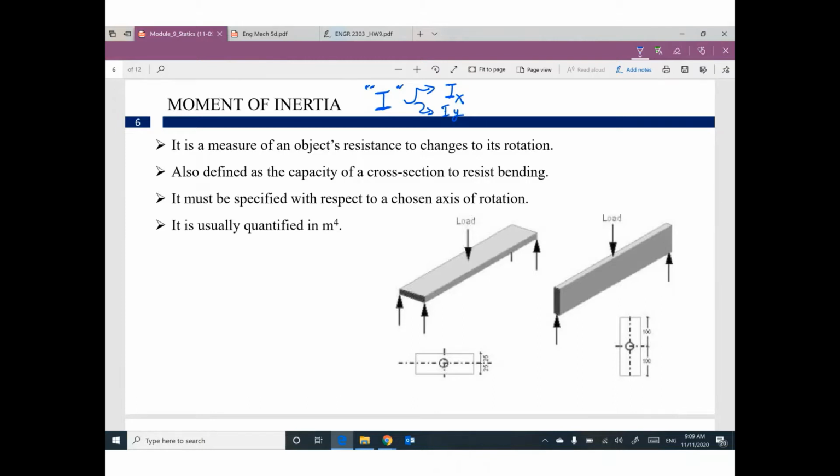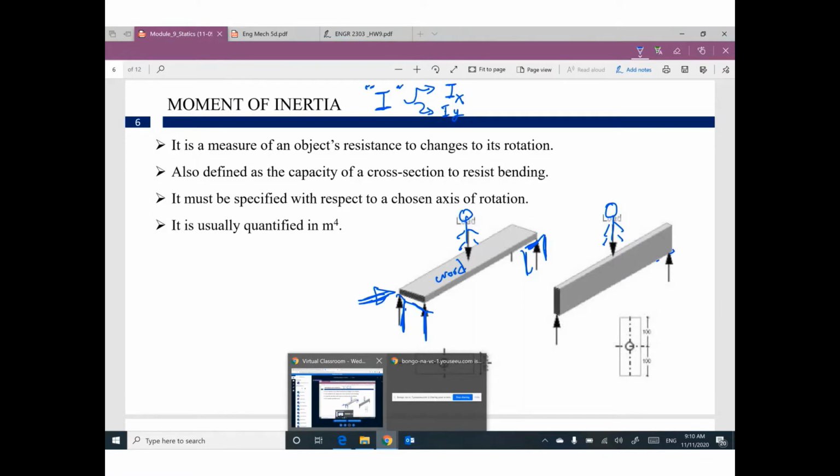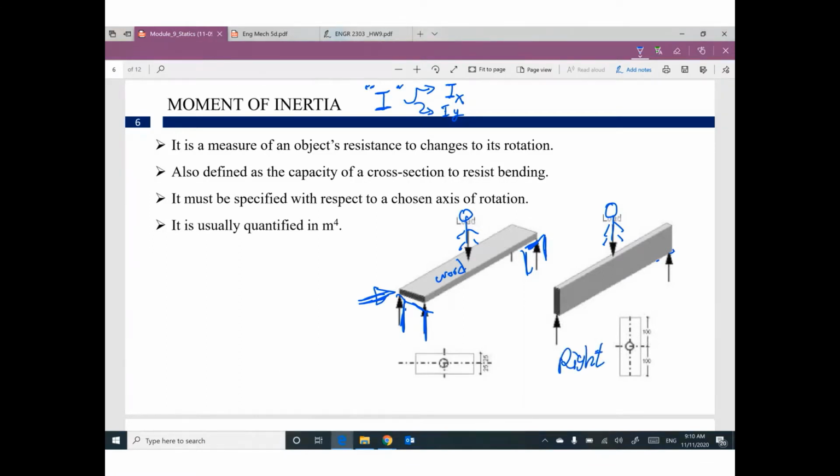To understand what is the meaning behind moment of inertia, I would like to explain this example. If you have a piece of wood and you put it between a table or chair, this side and this side, and you are standing at this location, what is your feeling about the strength of this piece of wood? The same piece of wood and the same person standing on the wood, but the piece of wood looks like this shape. Which one will be stronger than the other one? What is your expectation? The right side is stronger or the left side is stronger?